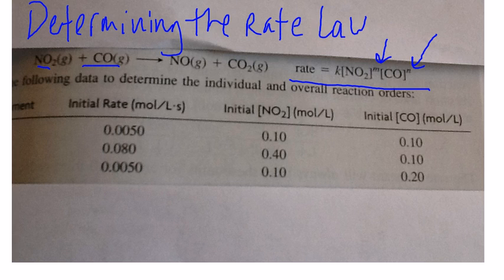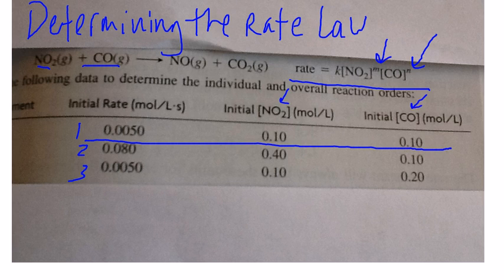And the scientist here did 3 experiments to answer that question. Each of these rows represents a different experiment. What you should notice is that, let's compare 1 and 2. When we have the initial concentration of 0.1 molar of each of NO2 and CO, we have a reaction rate that is measured to be 0.0050.